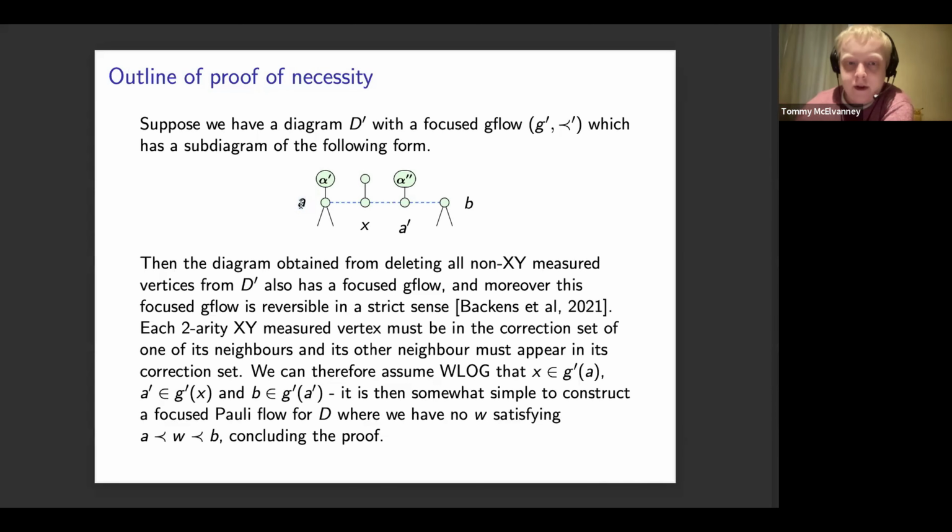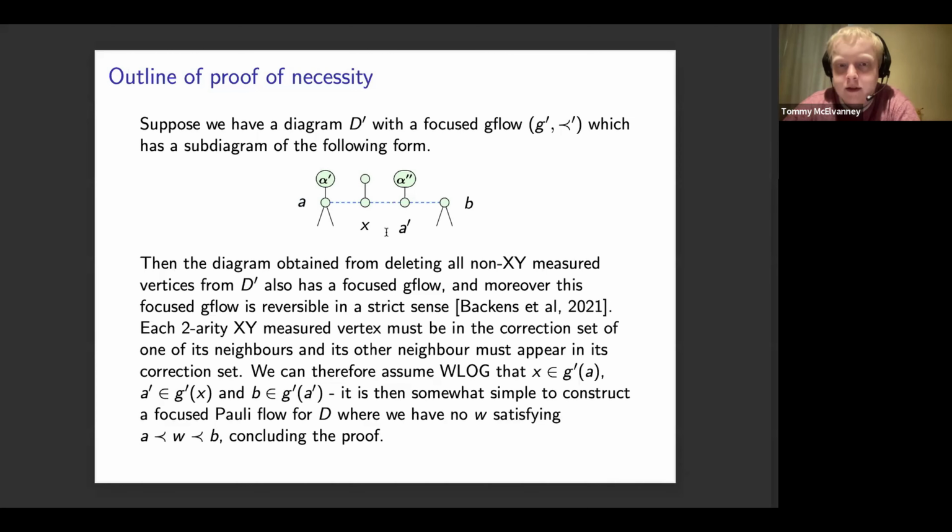If there is a focused G-flow for this, it must have X is in G of A primed, A primed is in G of X, and B is in G of A primed, or the complete other way around. We can just assume that it goes from left to right without loss of generality. And so we know that X is in G of A primed, A primed is in G of X, and B is in G of A primed.